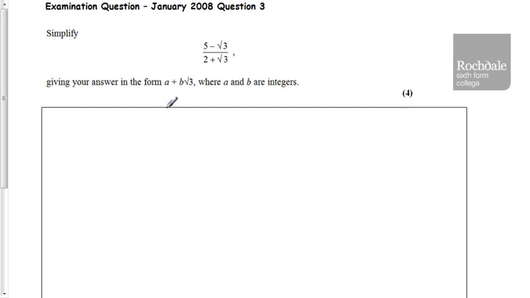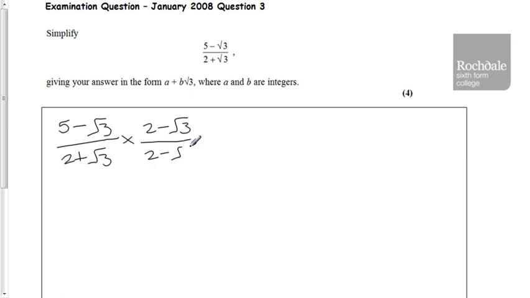The first mark is for knowing and attempting to multiply top and bottom of this fraction by 2 minus root 3. 2 minus root 3 will rationalize the denominator of this fraction.